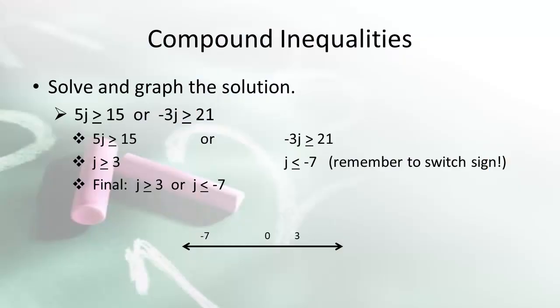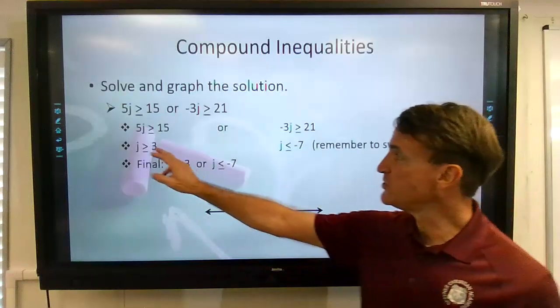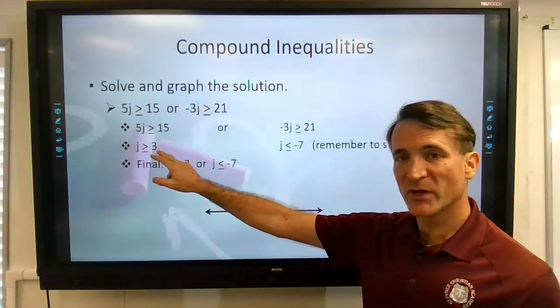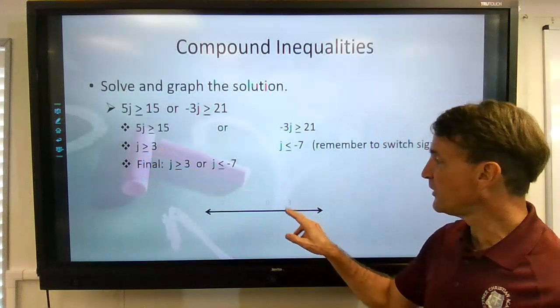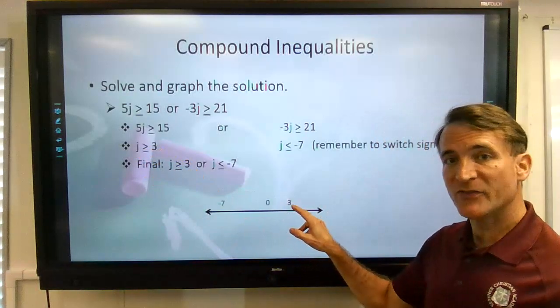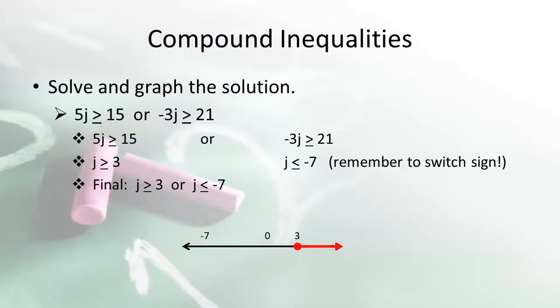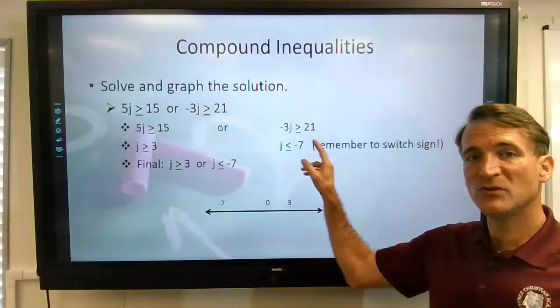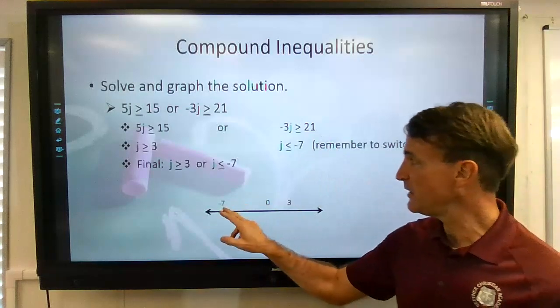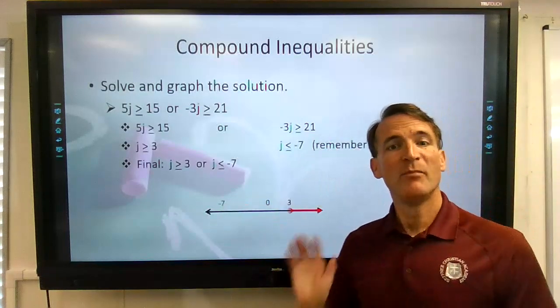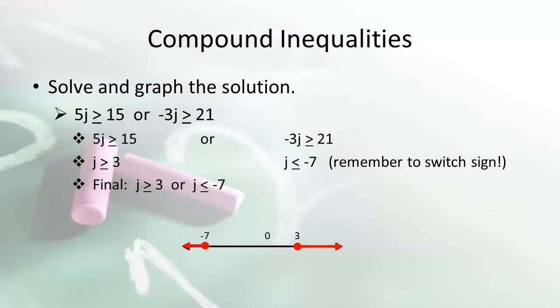So we have a value at 3 and a value at -7. Both of them could be equal, so that means I'm going to have dots at both. I want j to be greater than or equal to 3, so my 3 value is over on this side here. So I'm going to put a dot there at 3 going to the right. And j is less than or equal to -7. So I'm going to put a dot at -7, but draw my line to the left, or the negative direction, for that one. So that is my solution.